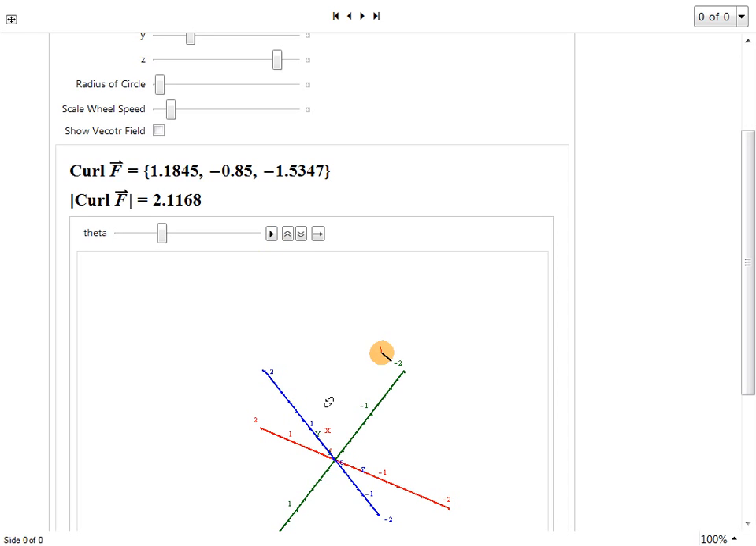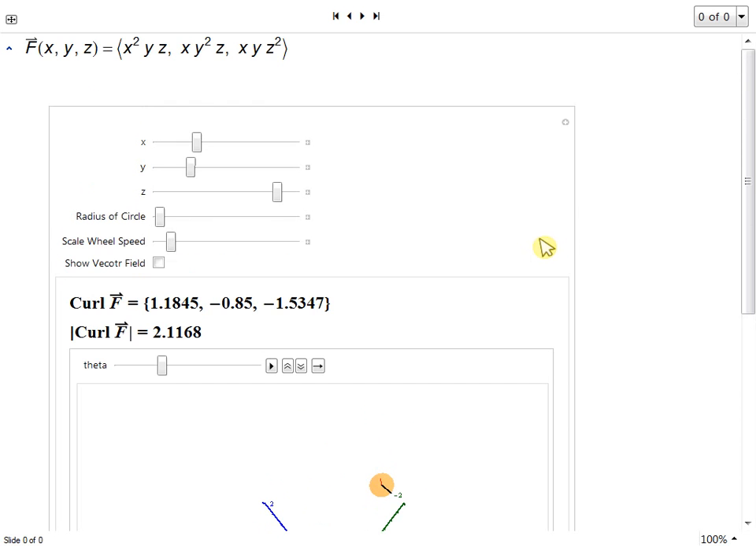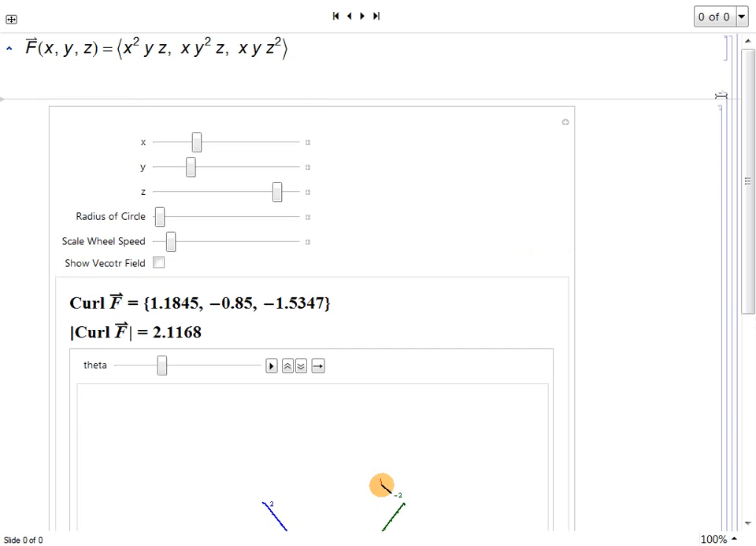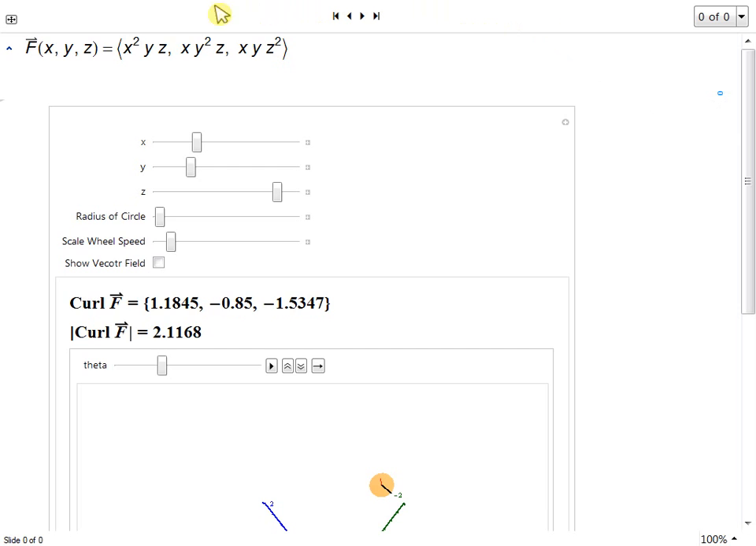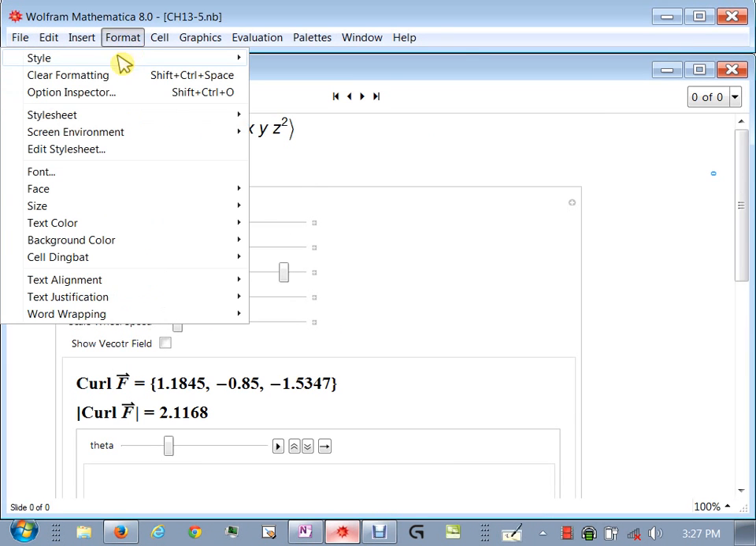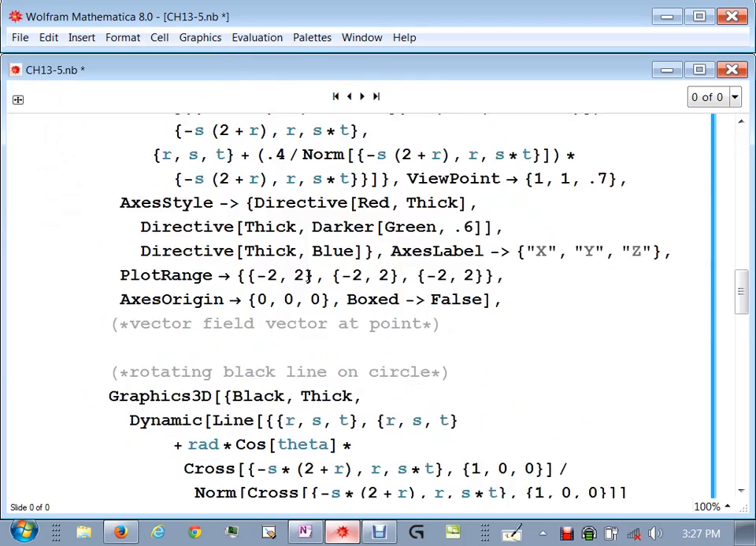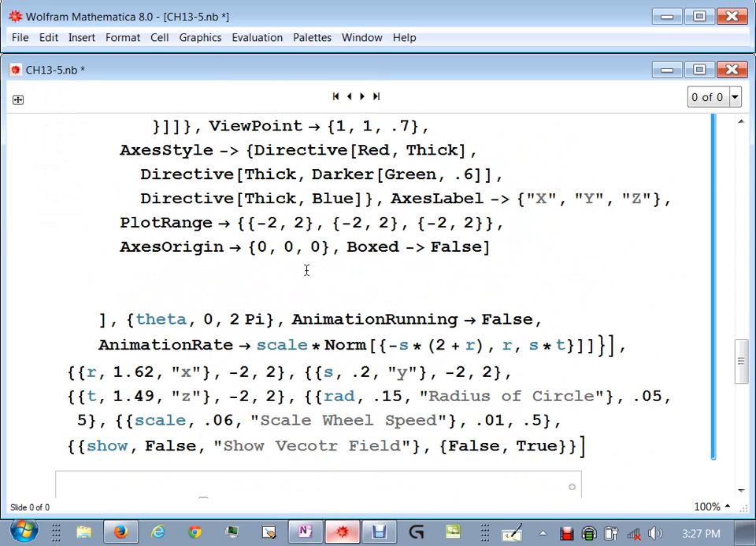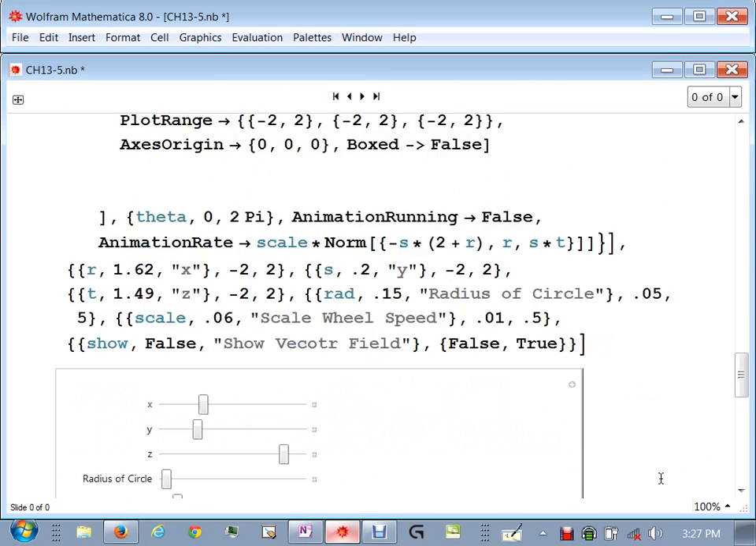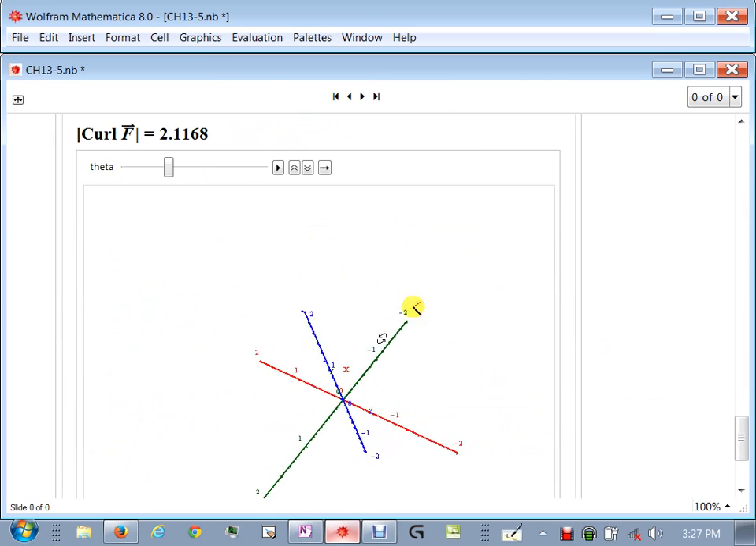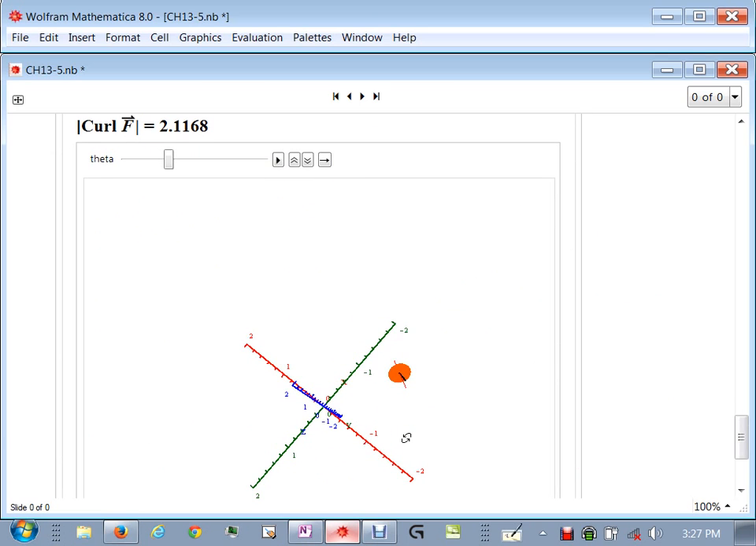Got it? Understand? It's a twisting motion. Now that's a three-dimensional vector field. And I tell you what, for those computer science people, this is one of the hardest things I've ever had to code in Mathematica. The hardest part of it, as you might imagine, is getting the computer to draw a circle.